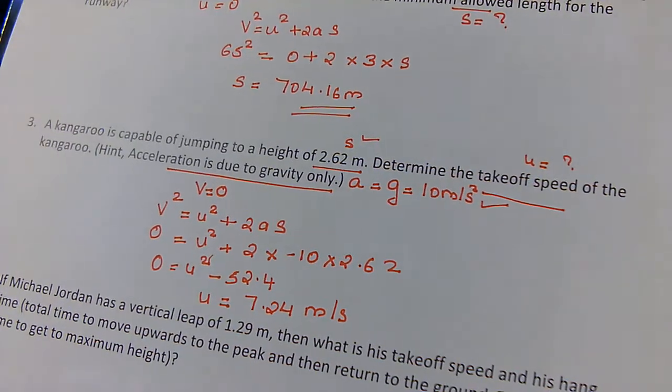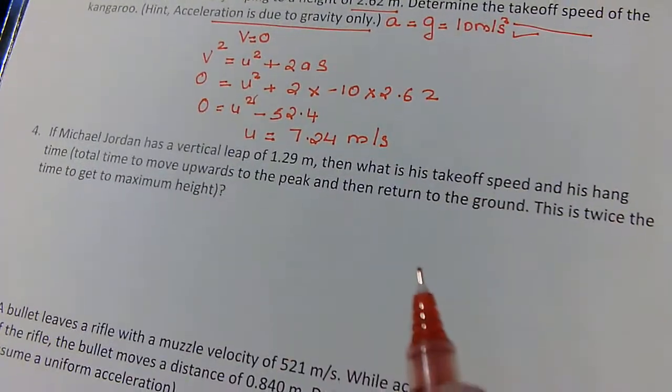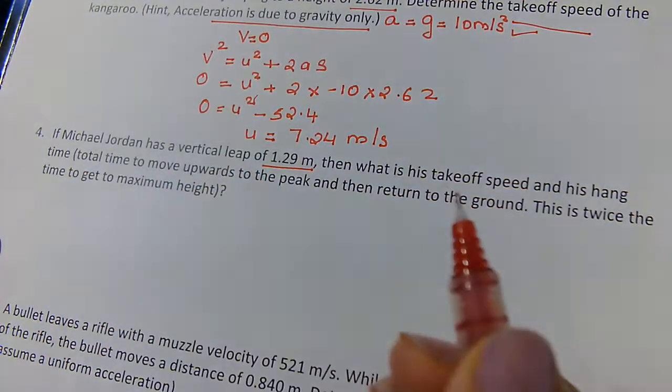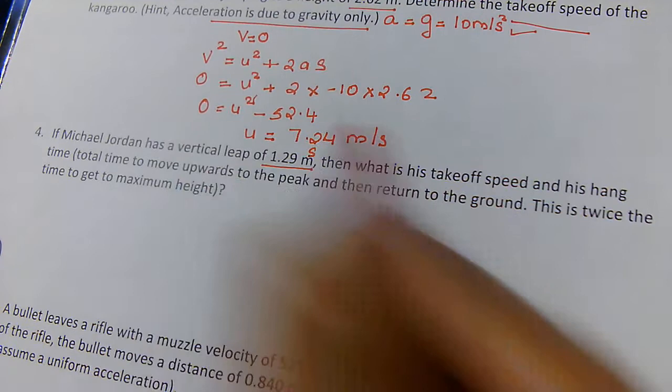Okay. Question 4 is very similar to what we did before. He has a vertical leap of this much, so that is our s.